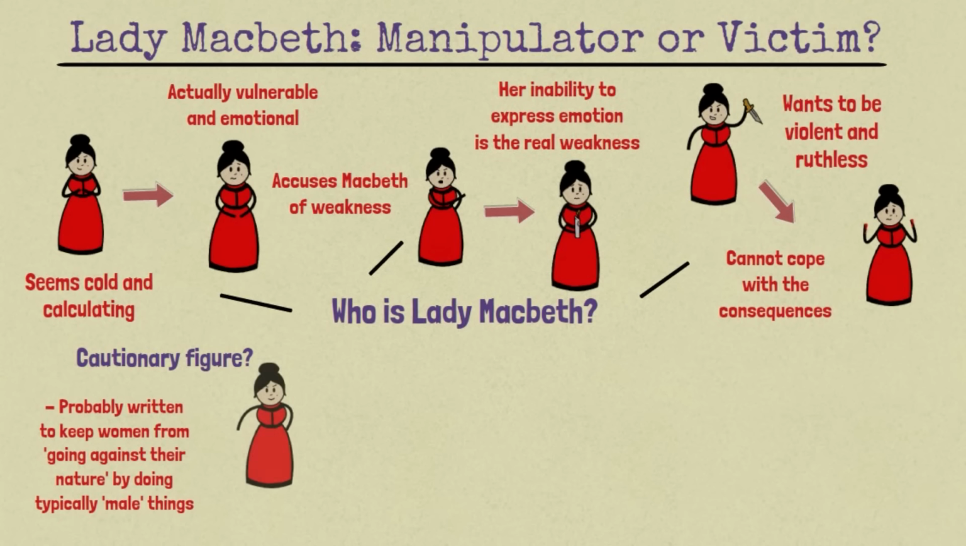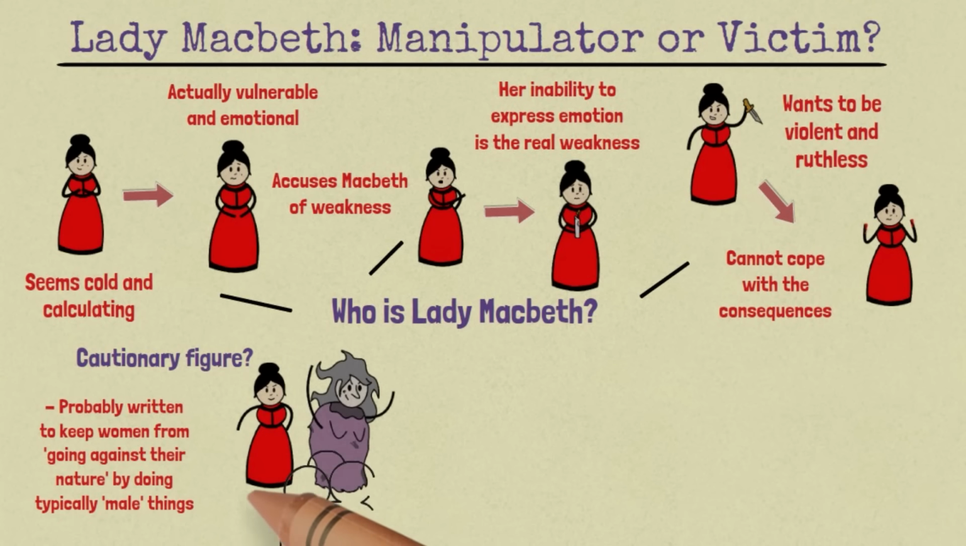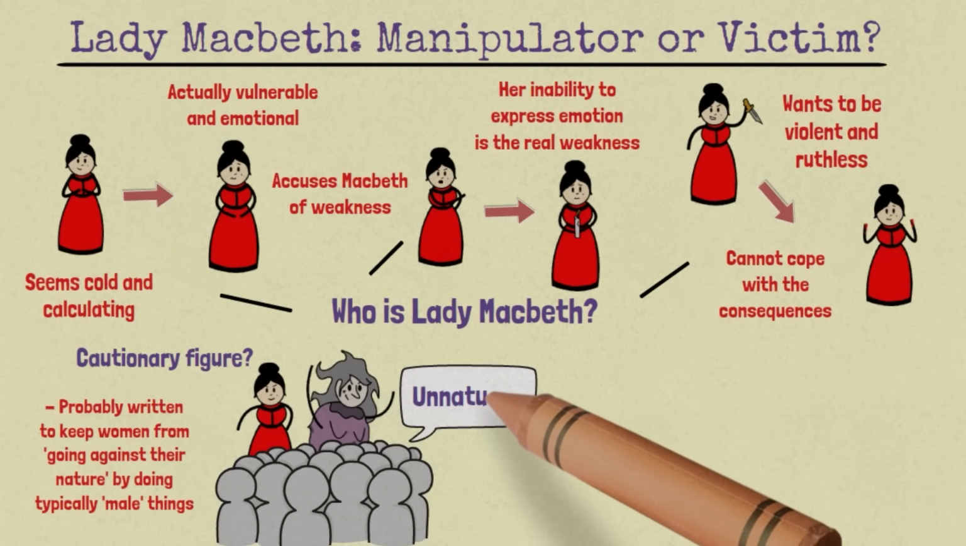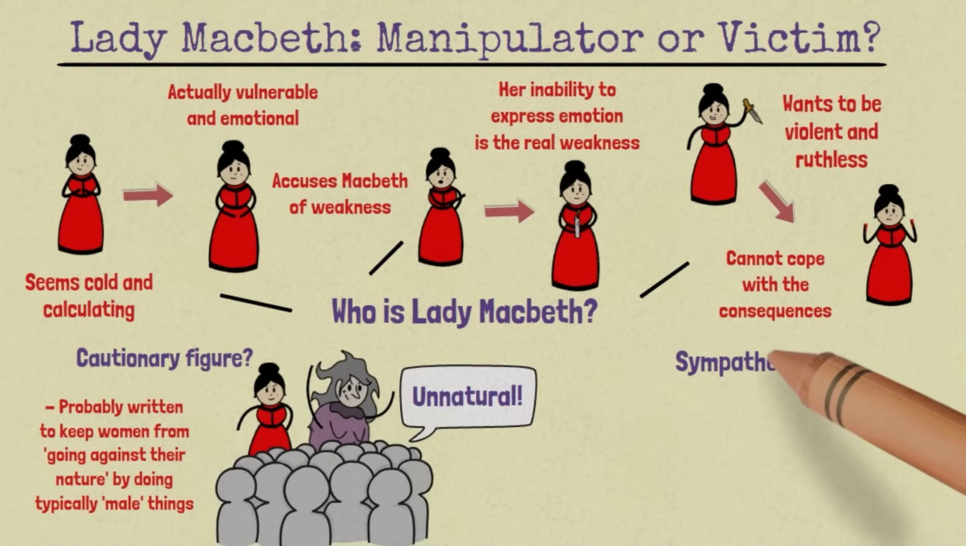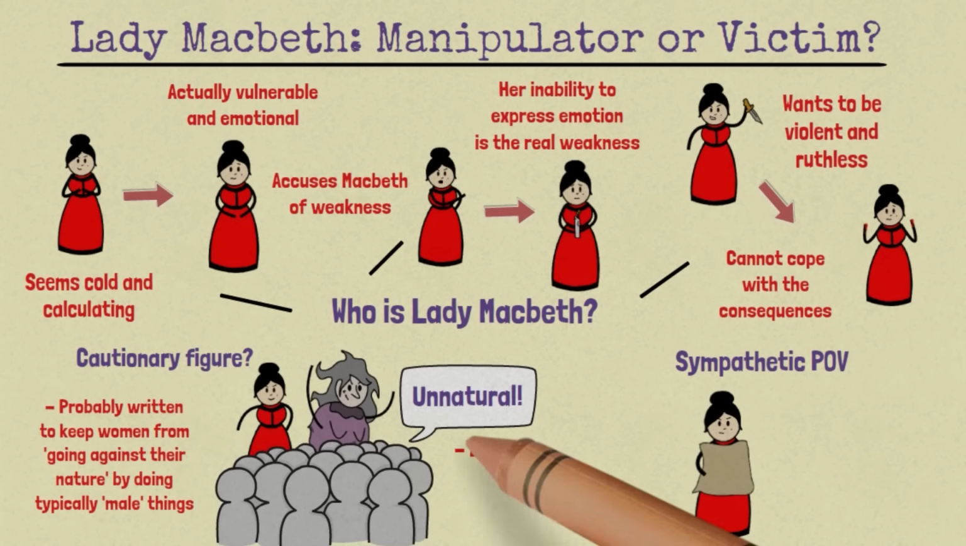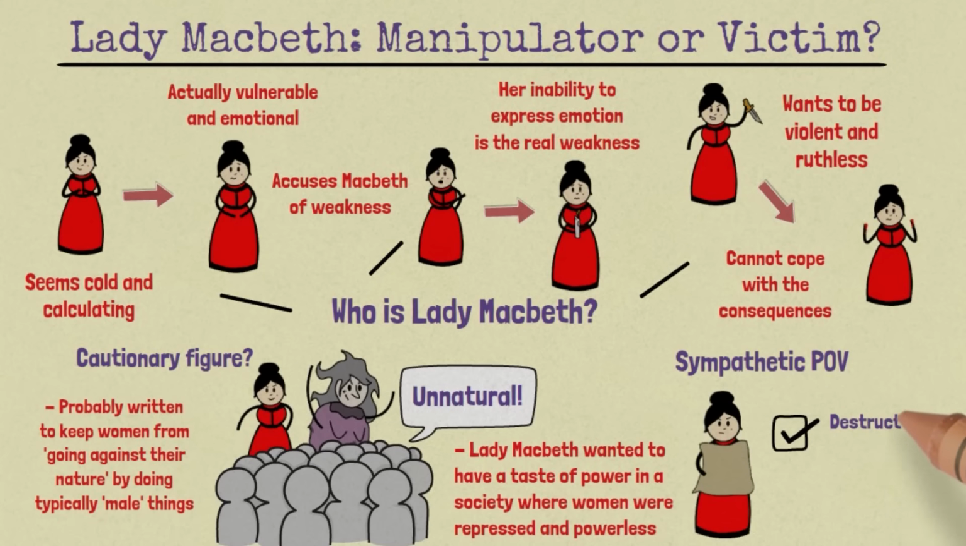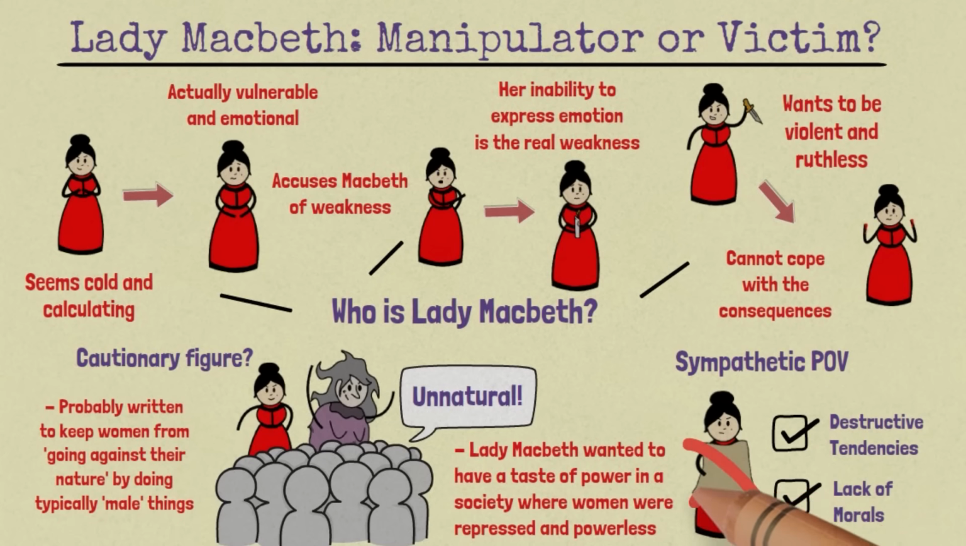Due to the gender roles of the time, it is likely that her character is written as a cautionary figure for women. She may have reminded the audience of the real-life witches who were being executed for having so-called unnatural traits. But in the present day, it is easier to sympathize with Lady Macbeth, who saw an opportunity to have some real power in a society which repressed and degraded women. But due to her destructive tendencies and lack of morals to balance her ambition, she triggers her own downfall.